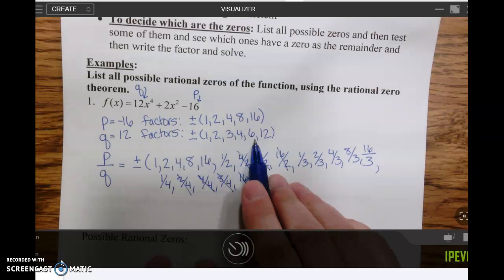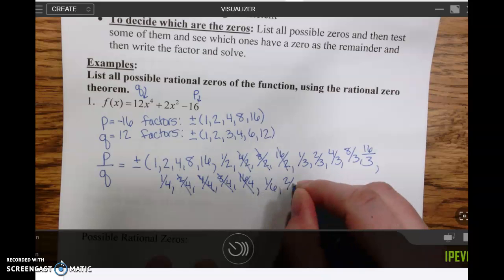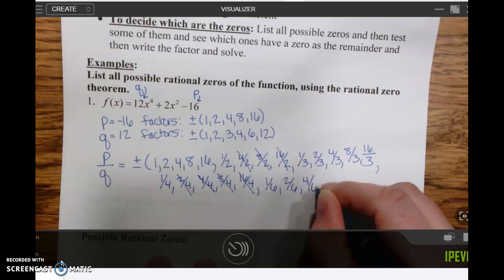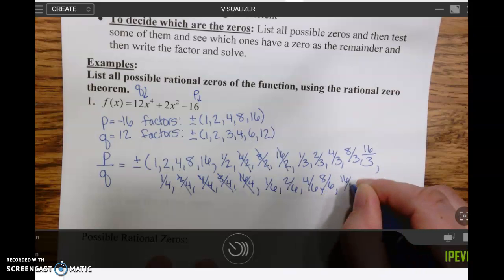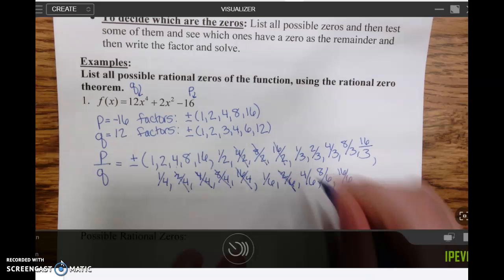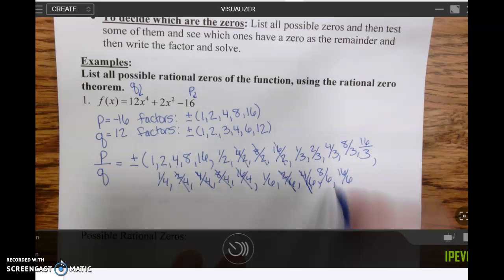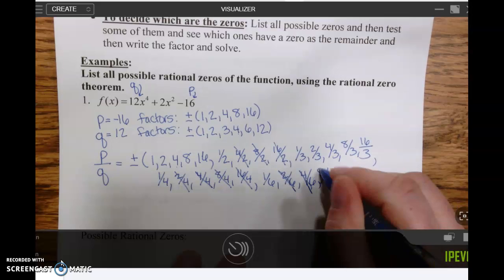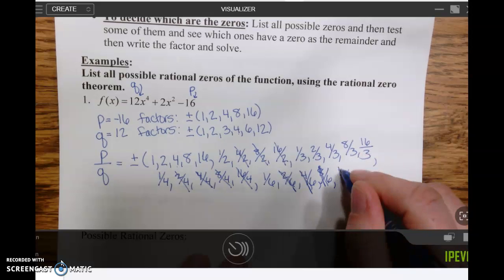Now we're on to 6, so all of these numbers over 6. That's 1/6, 2/6, 4/6, 8/6, and 16 over 6. And again, I need to look and see if any of these numbers are already in the list. 1/6 is not, 2/6 is just 1/3, we already have that. 4 over 6 is 2 over 3, we already have that. If we simplify 8 over 6, if we divide by 2, that's 4 over 3, we already have that. And again, if you divide by 2, 16 over 6 would be 8 over 3, we already have that.